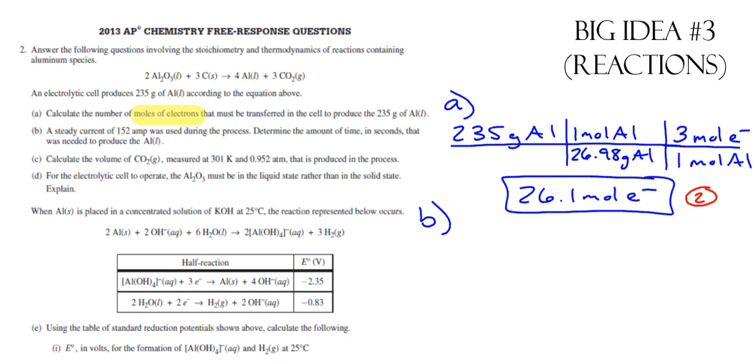A steady current. Again, this will throw you off because we haven't seen this in a while, and it really isn't as difficult as it seems. I'd actually have my orange sheets out. If you could get those out, this will help you. A steady current of 152 amps was used during the process. Determine the amount of time in seconds that was needed to produce the aluminum.